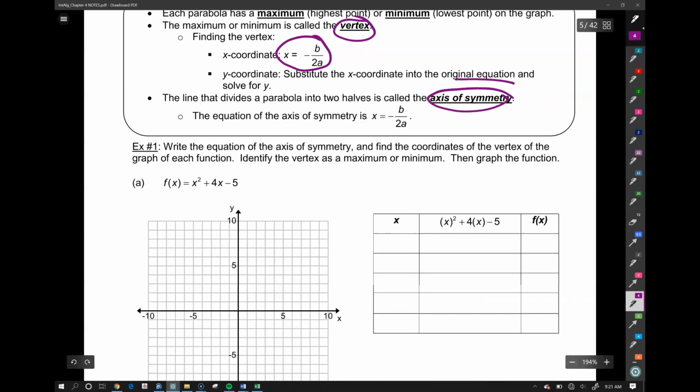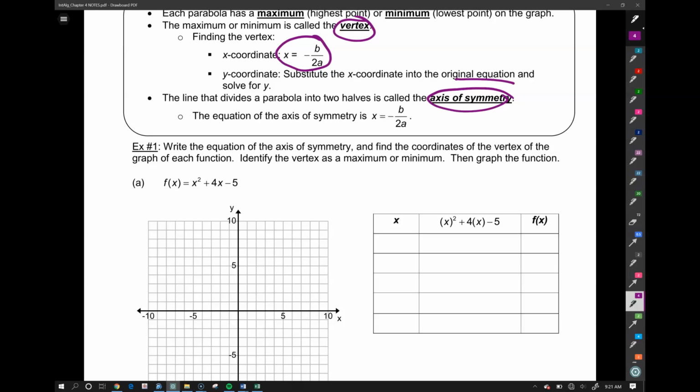Okay, so write the equation of the axis of symmetry. Find the coordinates of the vertex of the graph of each function. Identify the vertex as a max or min and graph the function. So there's a lot for us to do on this problem. So much. All right, so the first thing we want to do is write the equation for the axis of symmetry.